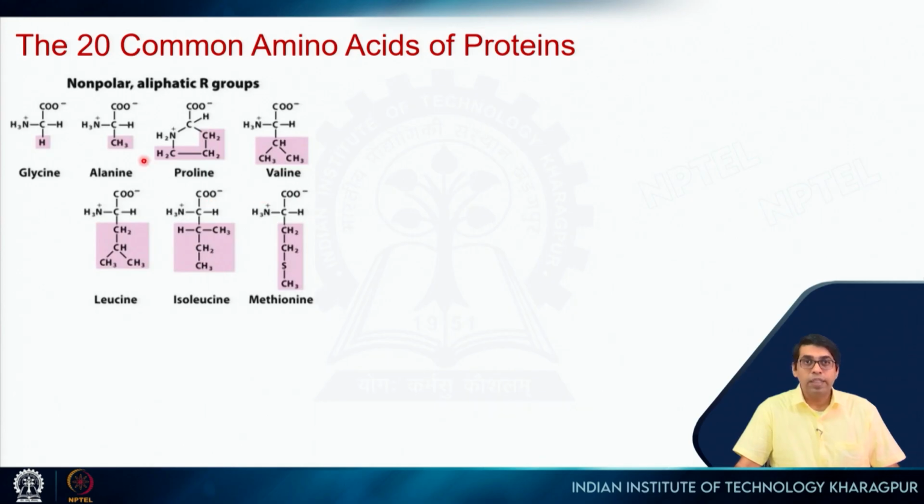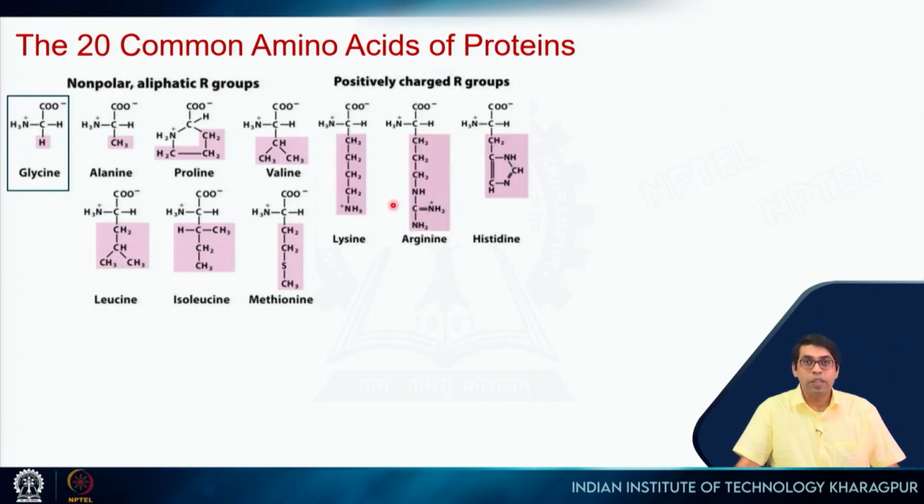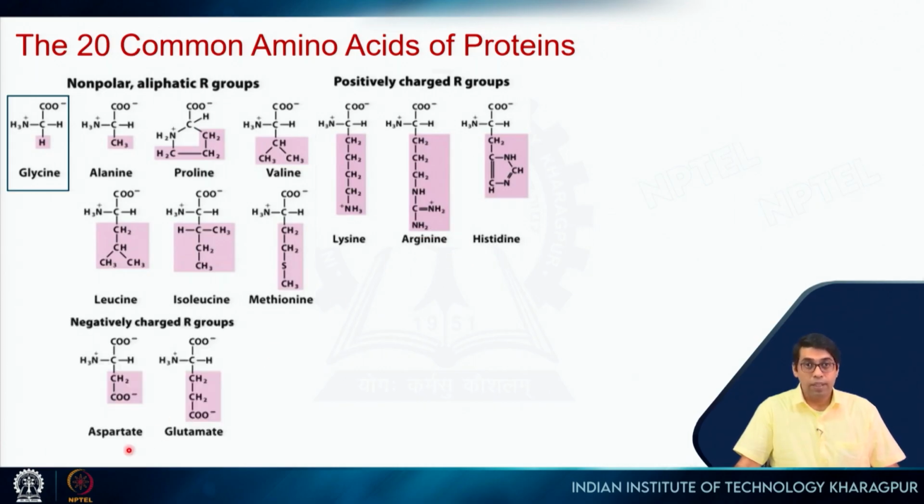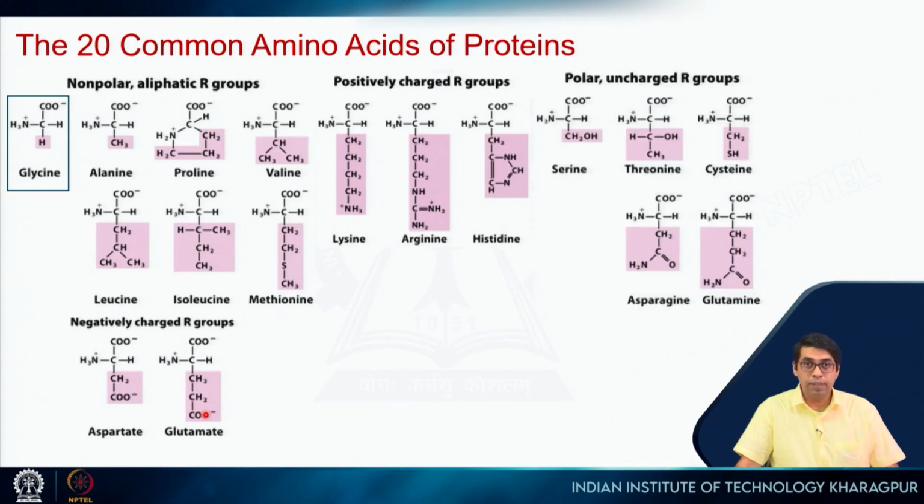And then there are all these different amino acids. You will see that they are not charged, and these are mostly aliphatics. So these are non-polar aliphatic amino acids. Then there are amino acids which have a positive charge, and these are also basic amino acids. Examples are lysine, arginine, and histidine. Then there are amino acids which have a negative charge. These are acidic amino acids: aspartic acid and glutamic acid.